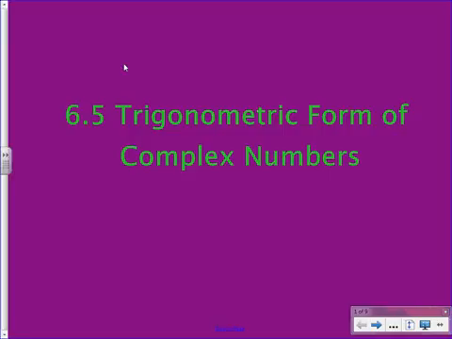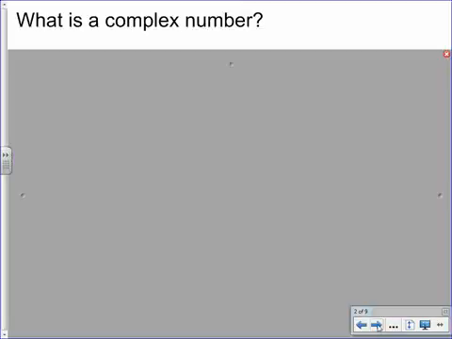So first, let's talk about a complex number. Give you 30 seconds. Turn to your neighbor. What's a complex number?